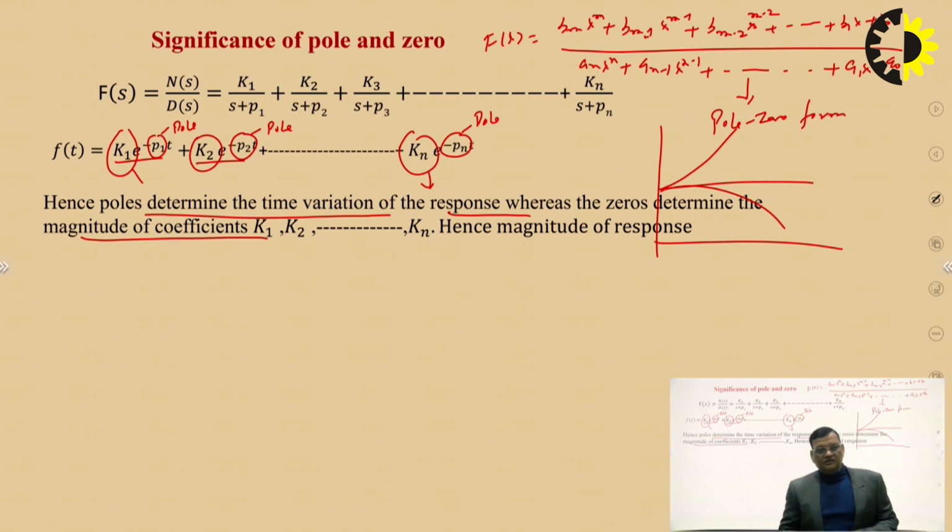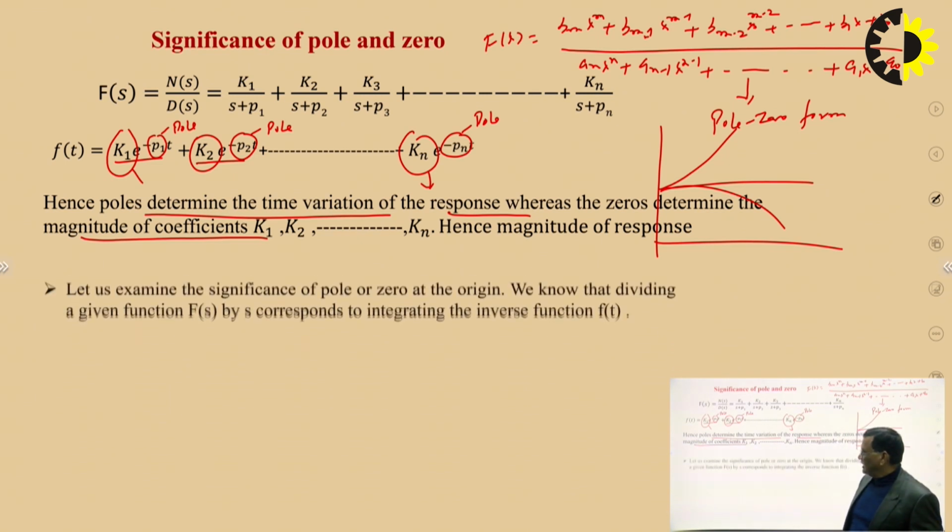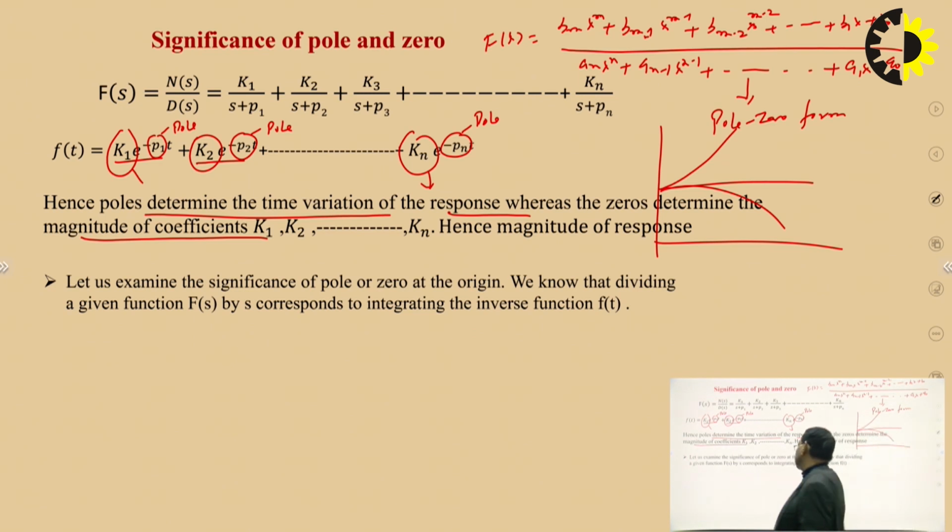Poles determine the time variation, whereas zeros determine the magnitude of coefficients k1, k2. What are the k1, k2, k3, kn? They are the pole residuals.